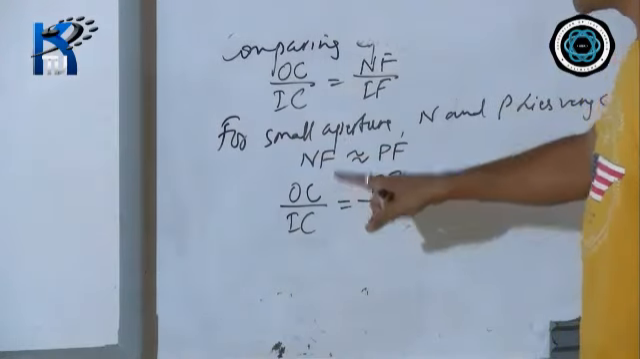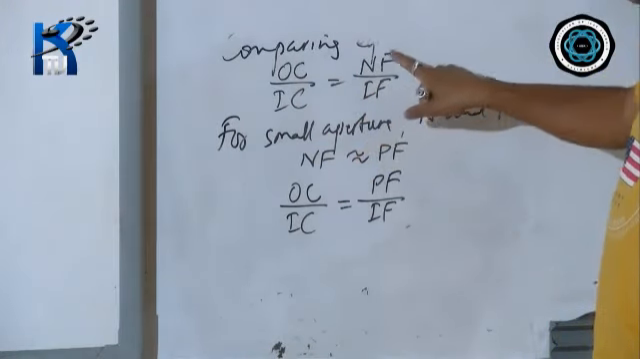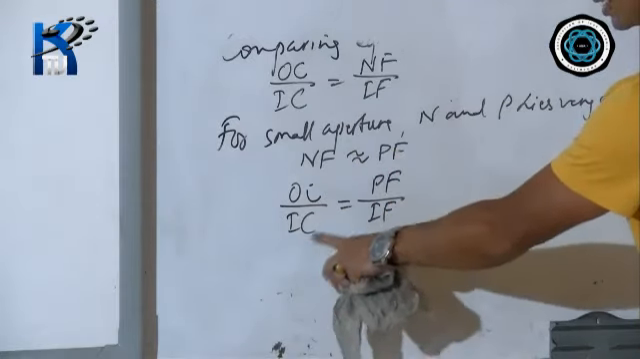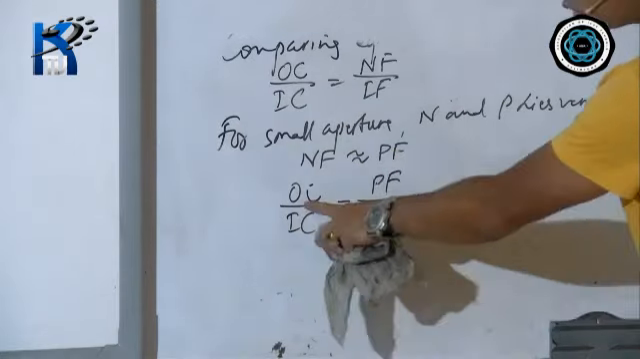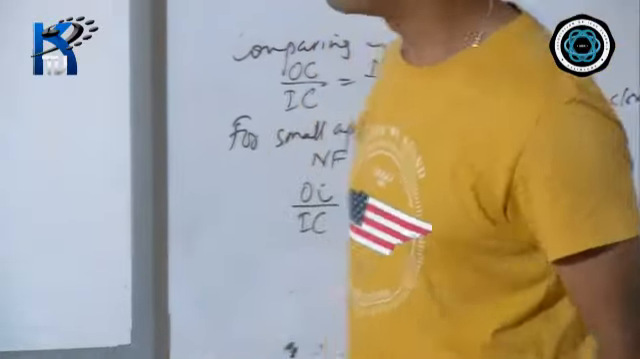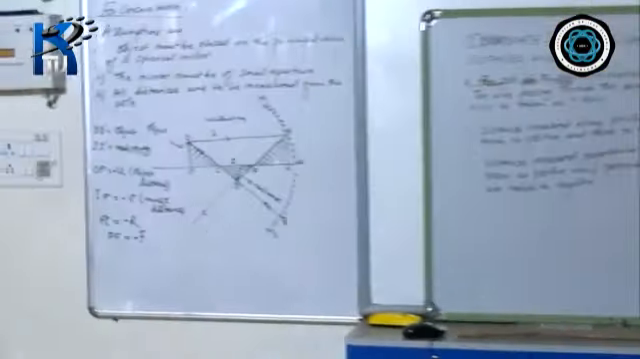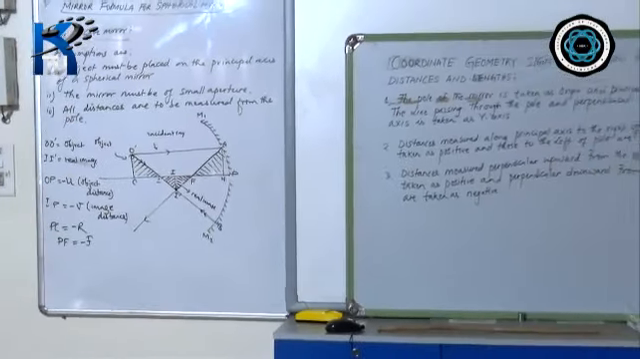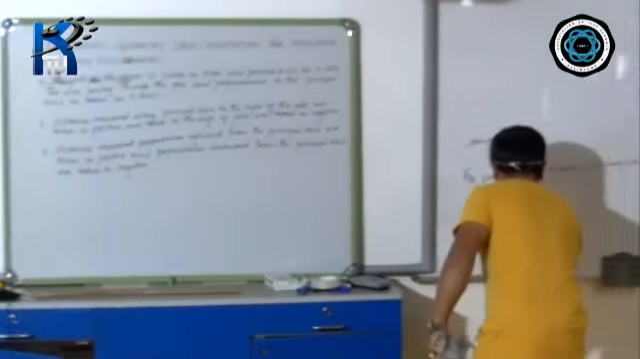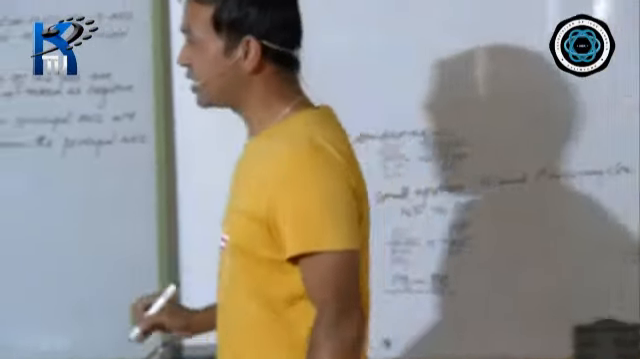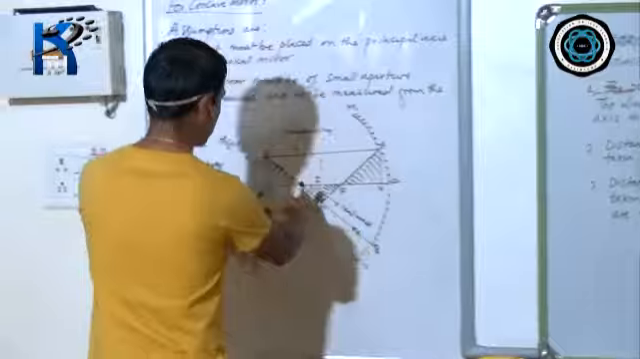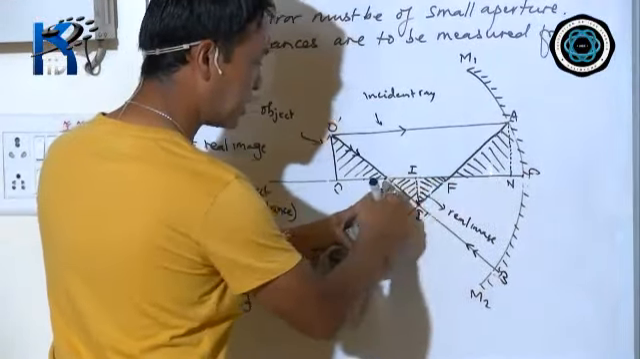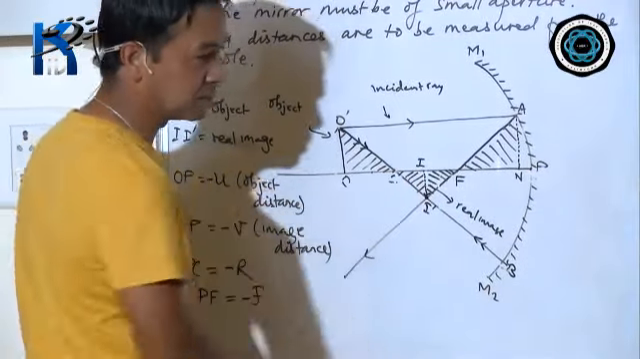Okay, now if you see the relation, we have OC by IC equals NF by IF, but NF means PF. So OC by IC means PF by IF. But OC in the diagram is not known. But we can write OC as PO minus PC. You can see in the diagram, OC is not known, but OC can be written as PO minus PC. That means this distance is measured as OC.